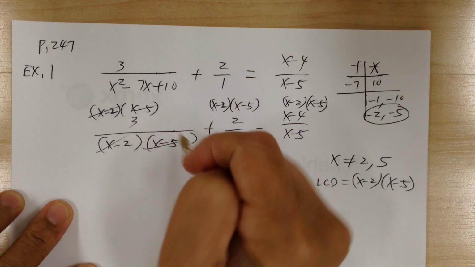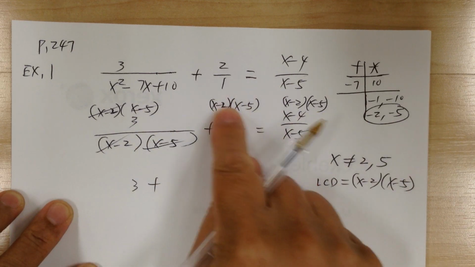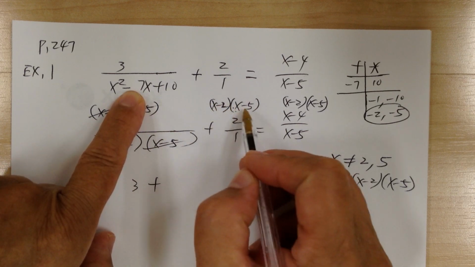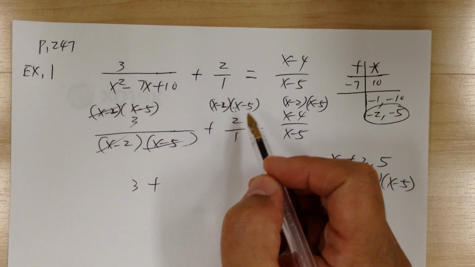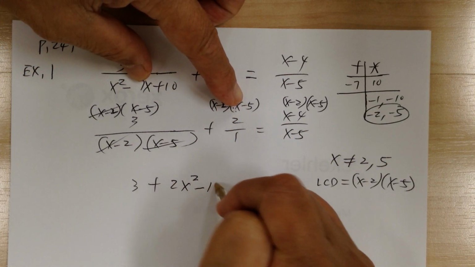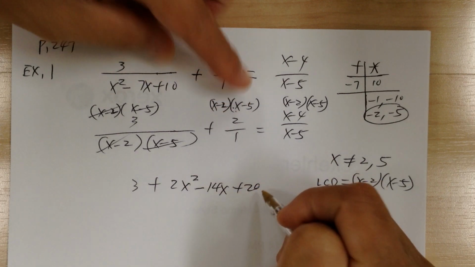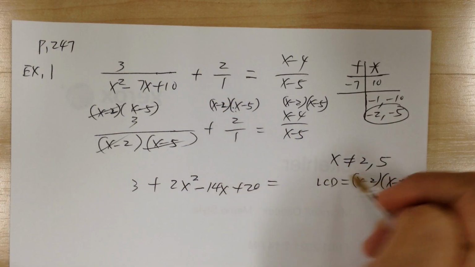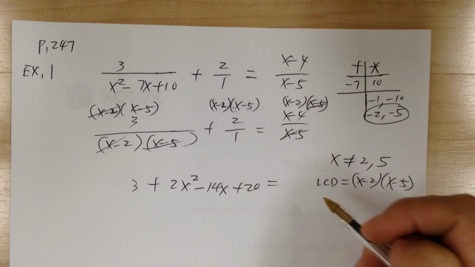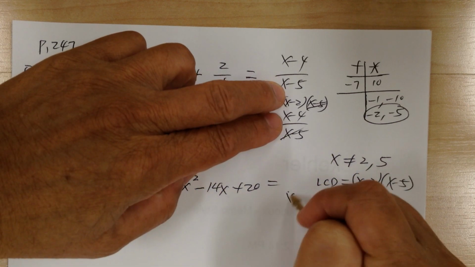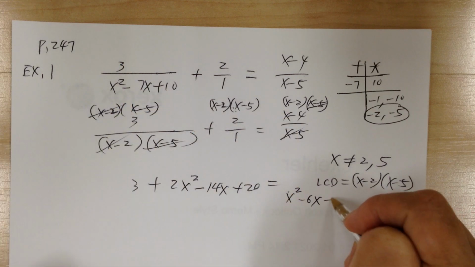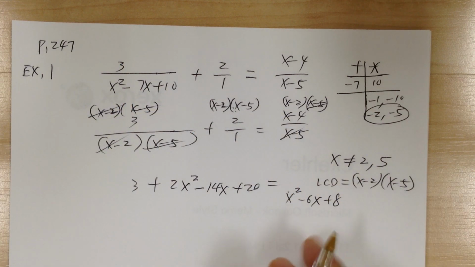So this will cancel out, so you get 3. Now when you multiply all this together, remember where this came from? This came from this, right? So when you multiply, you can save your time by just multiplying these. So you're going to get 2x squared minus 14x plus 20. And this will equal, this will cancel out. So when you multiply these, you will get x squared, and you add to get the middle term, and you multiply to get the last term.